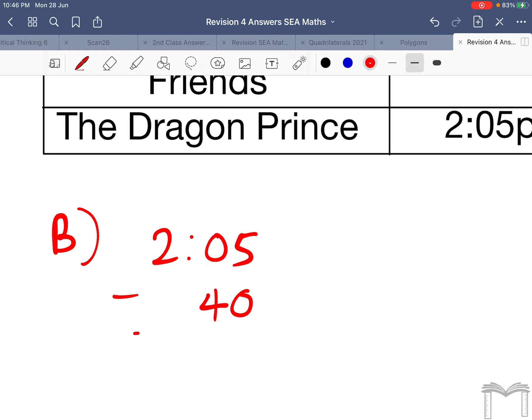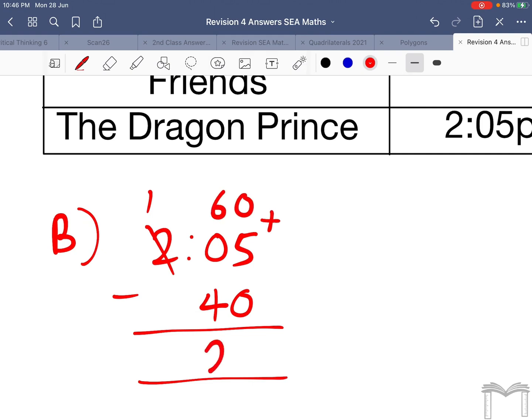Now 5 cannot take away 40, so we must borrow from the hours. 1 hour is 60 minutes. 60 plus 5 is 65. 65 take away 40 will leave us at 25. 1 take away nothing is 1. So that's 1 hour and 25 minutes.